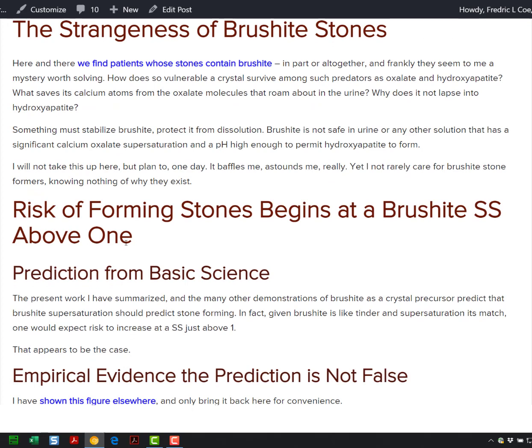The last part of the article is very simple. You'll see there are brushite stone formers, and they're the strangest stone formers on earth. Why would you make these stones? Brushite shouldn't exist, but there it is. I don't know what stabilizes it. I haven't any idea how these stones form.